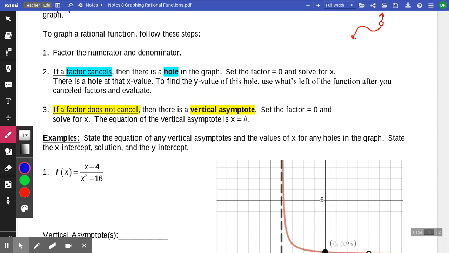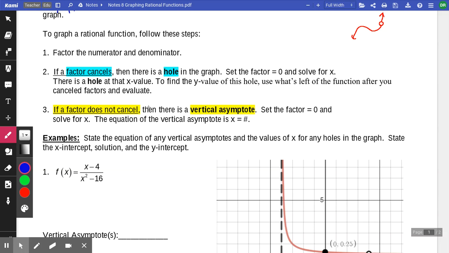Okay, so let's talk about what happens if a factor does not cancel. So you have something in your denominator that does not cancel away. It's not removable. Then that is a vertical asymptote. It's one of these boundary lines that the graph tries to get really close to, but it just can't go past it. And finding that location of an asymptote is the same deal as finding a hole. You set the particular factor that's in your denominator equal to 0, and now you know where that asymptote is.